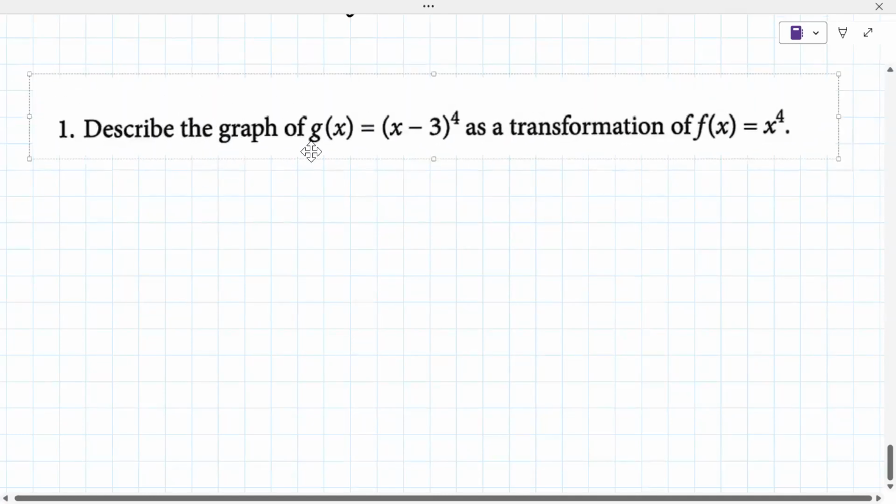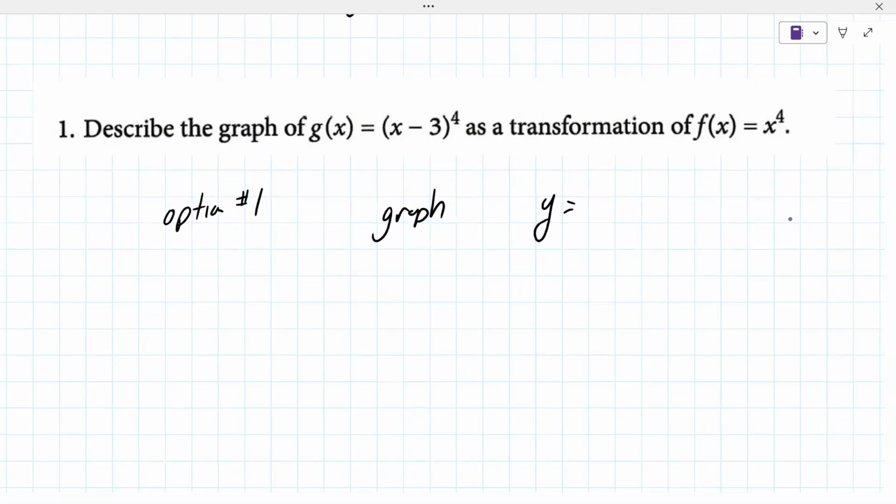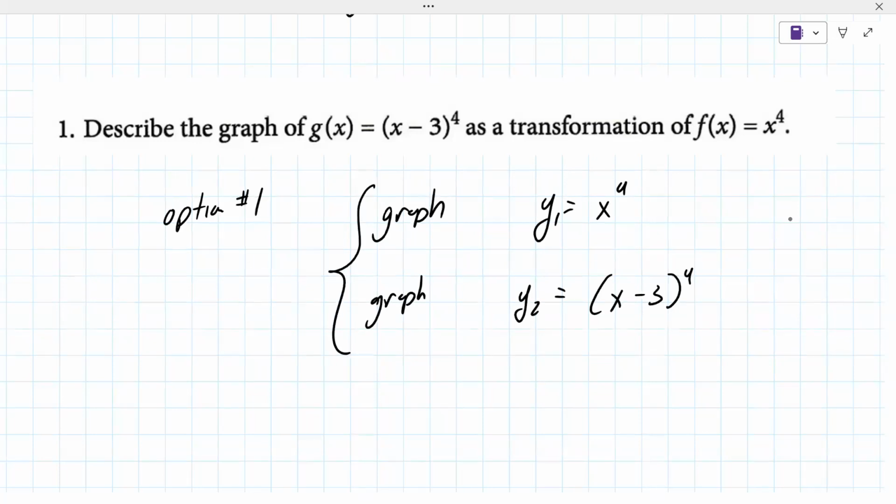All right, describe the graph of g of x equals x minus 3 to the fourth as a transformation of x to the fourth. So one option to do this, option number 1, is to graph y equals x to the fourth, and then to graph, so that'll go in y1, the transformed graph like this. And I recommend doing that. I would graph this and then be like, well, what do I see? Do I see it moving up, down, left, right, stretch, shrink, all that stuff? Why don't you give that a try and tell me what you see?